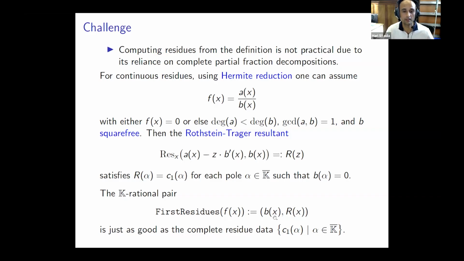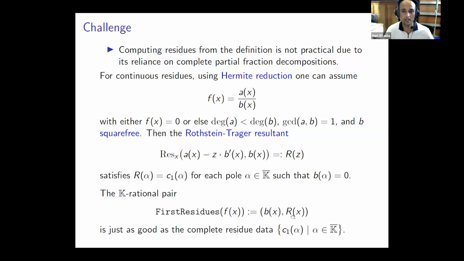So computing this pair of polynomials, B of x is already given if the rational function is given, and computing this R of x is just as good as computing the complete first order residue of the rational function. I mean the continuous residue of the rational function. So we are trying to find B of x.